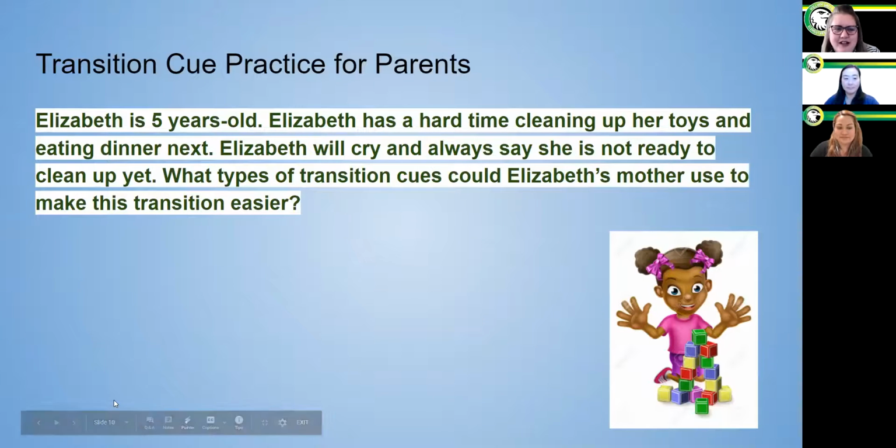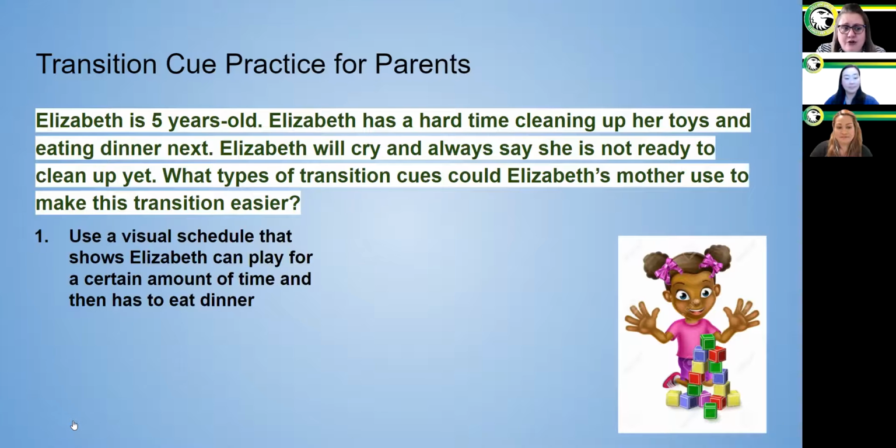Let's practice. Here's a scenario. Elizabeth is 5 years old. She has a hard time cleaning up her toys and eating dinner next. Elizabeth will cry and always say she is not ready to clean up. What types of transition cues could Elizabeth's mother use to make this transition easier? Hopefully you're thinking of some.